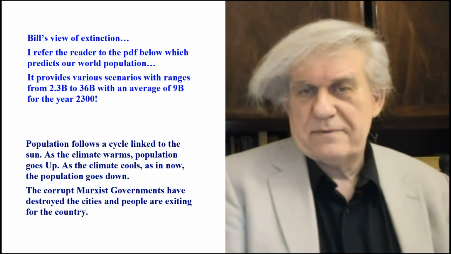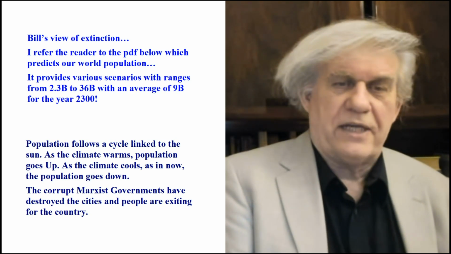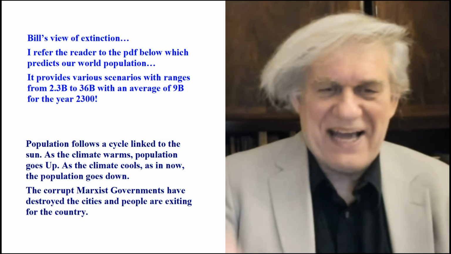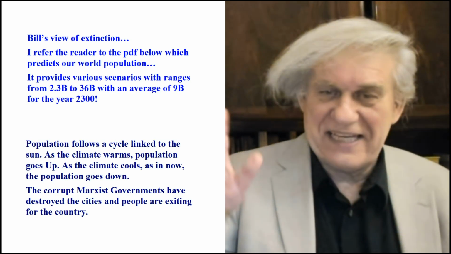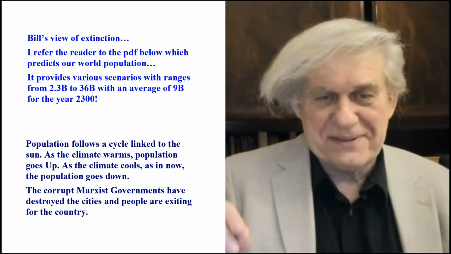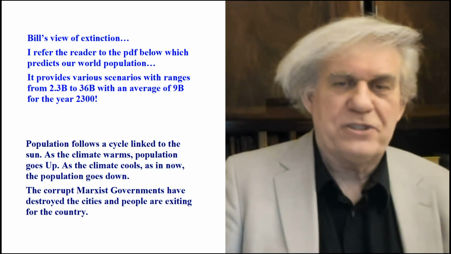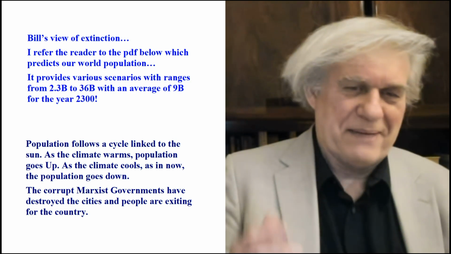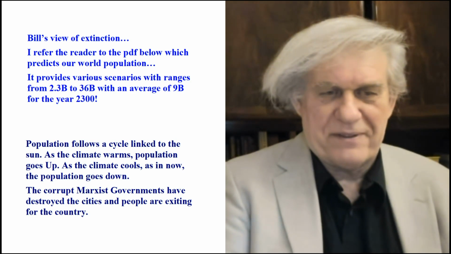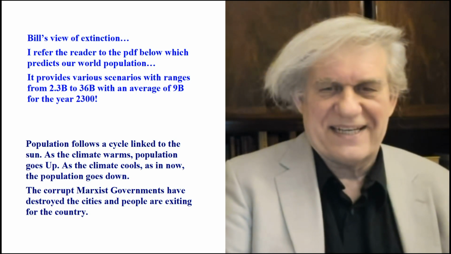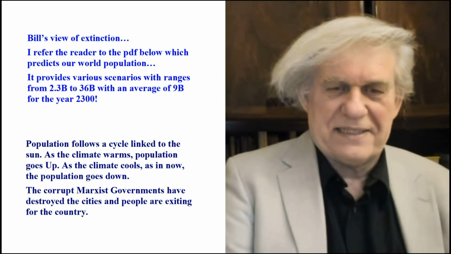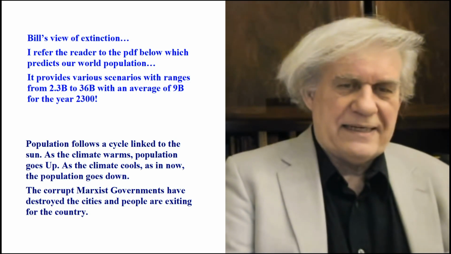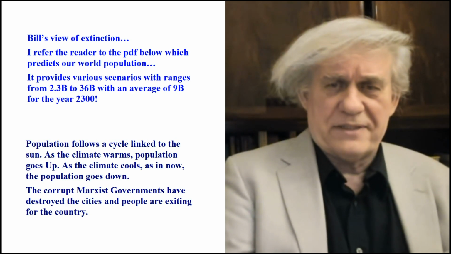Another fellow, along the same lines, says population follows a cycle linked to the sun. As the climate warms, population goes up. Yeah, it's the heat, right? As the climate cools, as in now, the population goes down. And then he goes off ranting. He says the corrupt Marxist governments have destroyed the cities and people are exiting for the country. So again, this fellow doesn't think that there's going to be an extinction event of man. All the animals all around us are disappearing.